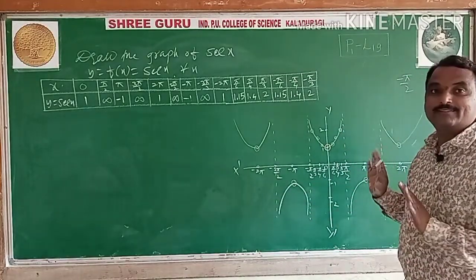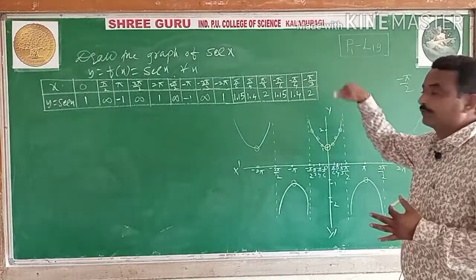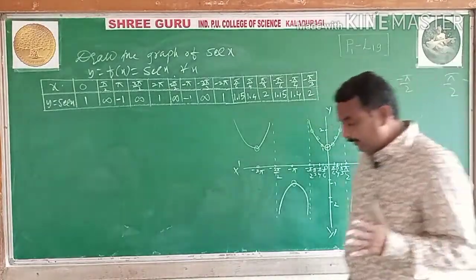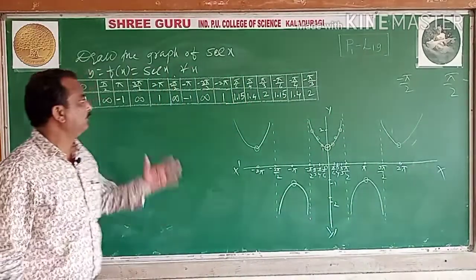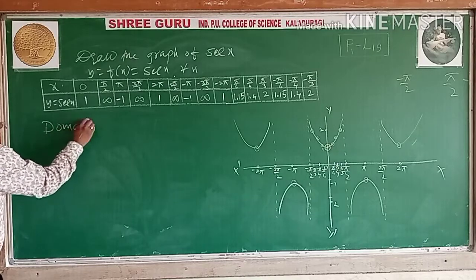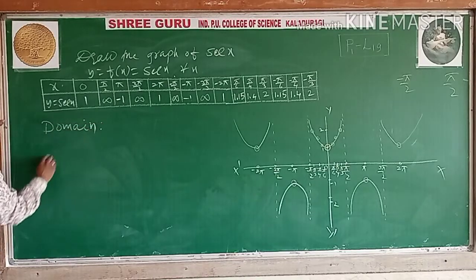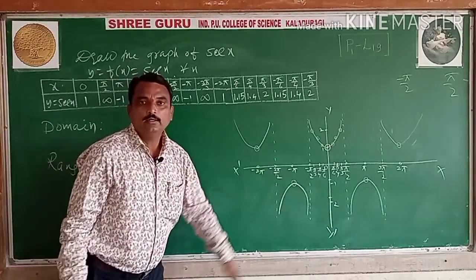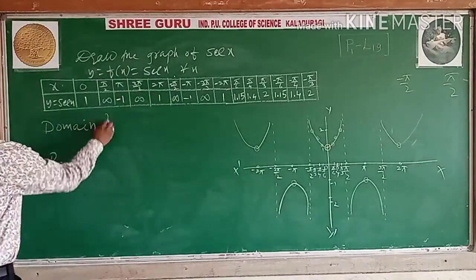It is not continuous, as with sine and cos where you get a continuous graph, but these are not continuous graphs because of the infinity lines. So therefore, here we are concluding the domain and range of this secant x.